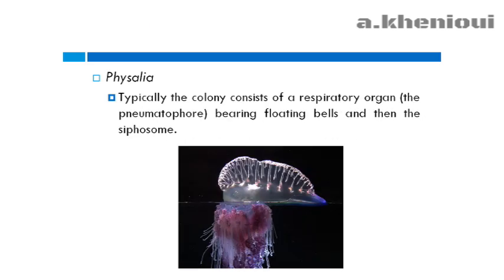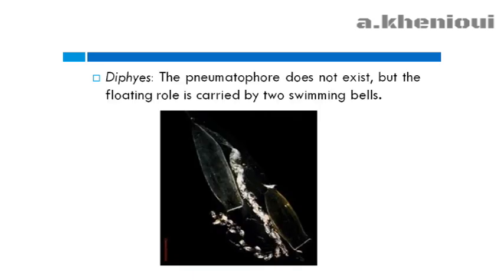We have an example here, the genus Physalia from the order Siphonophora. It is a colony which typically consists of a respiratory organ, the pneumatophore, bearing floating bells, and then the siphosome. Another example is the genus Diphyes, where the pneumatophore doesn't exist, but the floating role is carried by two swimming bells.